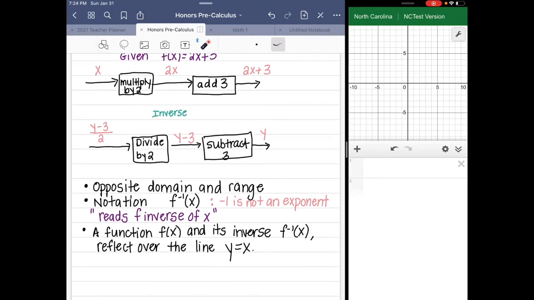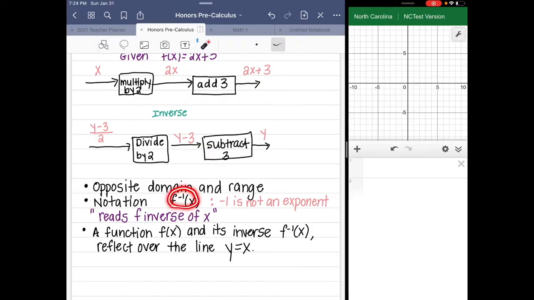So the first thing, and the most important, is when you have a function and then you have its inverse, the domain and range are opposite. There's a reason for that, because when you solve for a function and you find the inverse, you're actually flipping that x and y value, which means you're flipping the domain and the range.